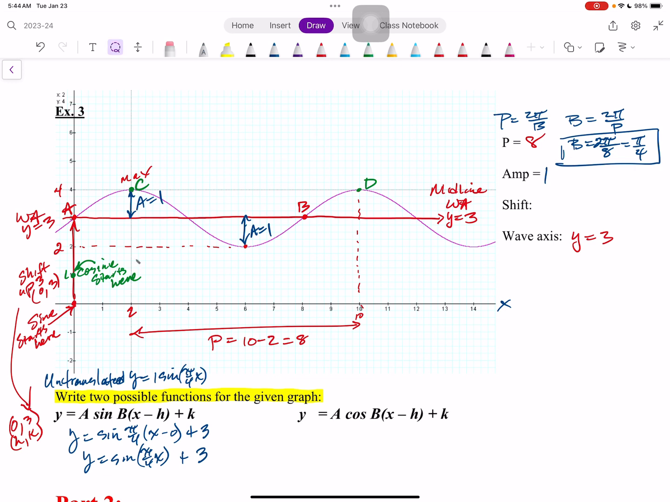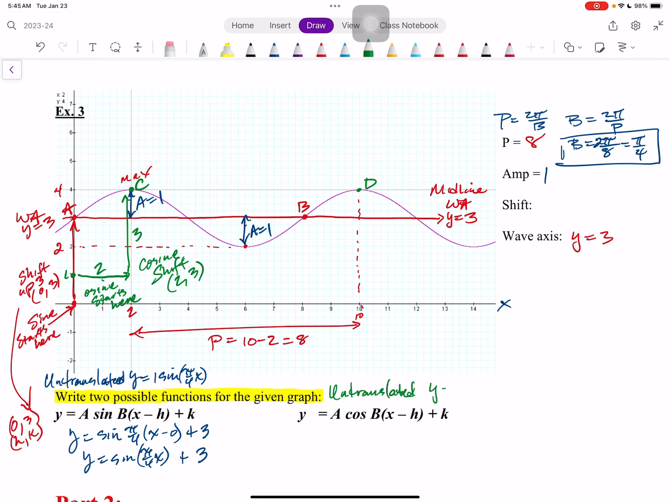Let me just change something here, bring this down. Okay. So from 1 unit above here, all the way to C, I've got to go right, and then I've got to go up. So I've got to go right 2 units, and from 1 to 4 is up 3 units. So my cosine shift is 2, 3.